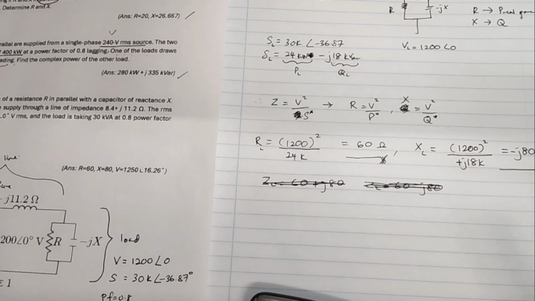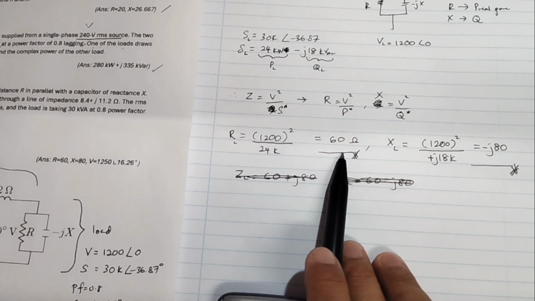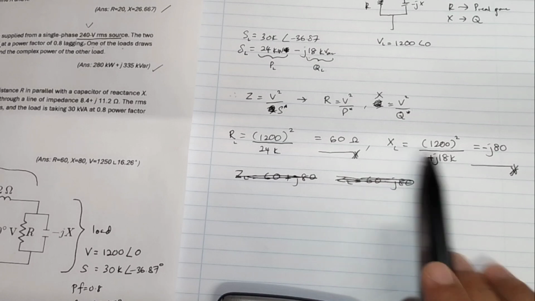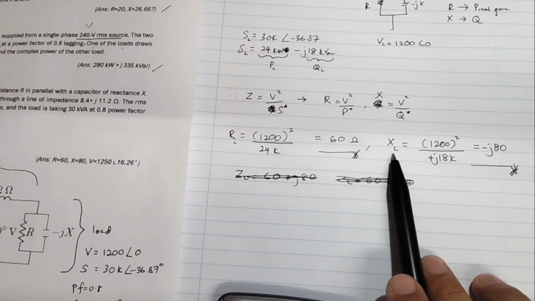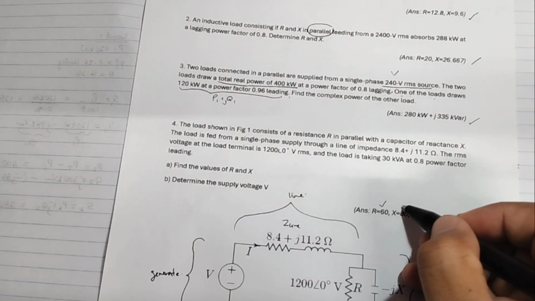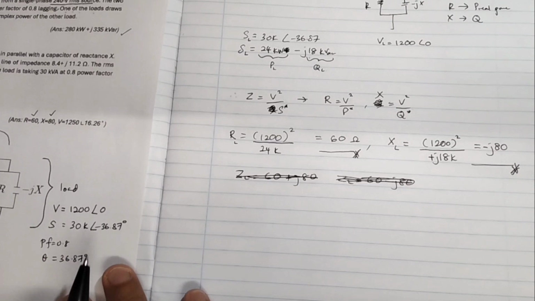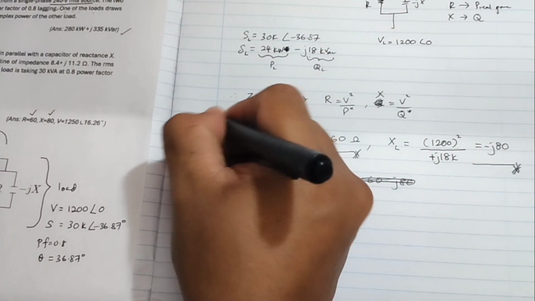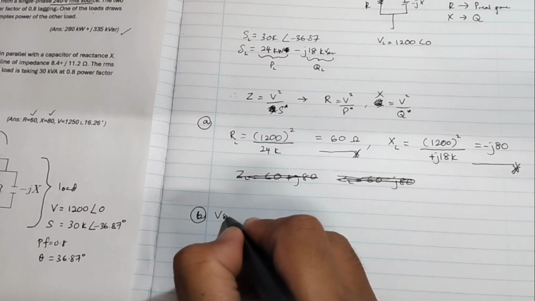Okay, so RL 60 ohm and XL adalah 80. Okay, right. Okay, dapat dah nilai R and also nilai and also X value. So R value 60, X value 80. Okay, dapat lah. Okay, right. So this one is question A. This one is A. So B, question asks you find V supply.